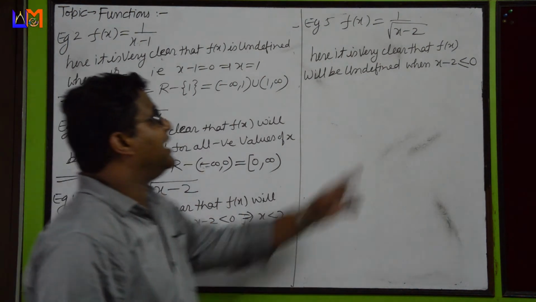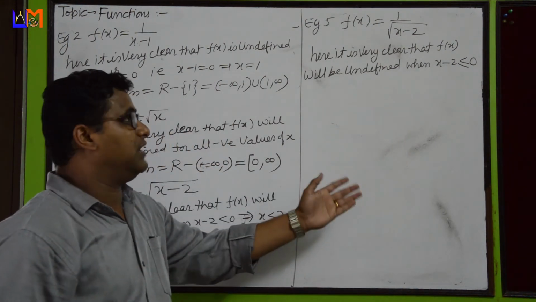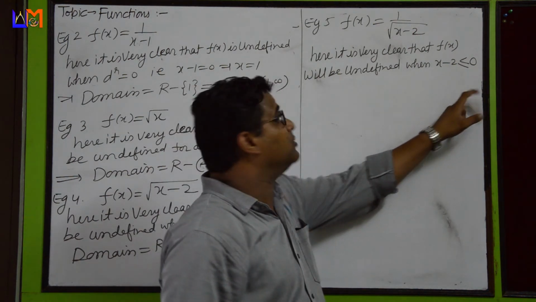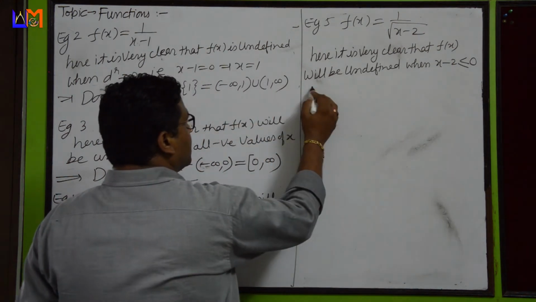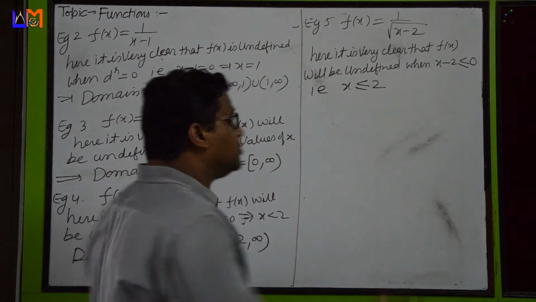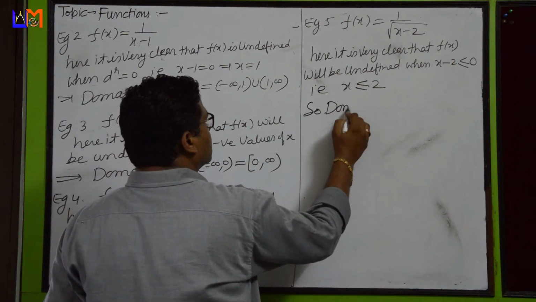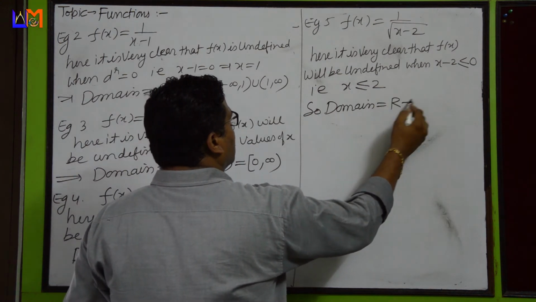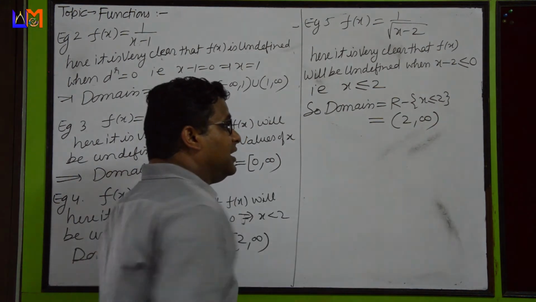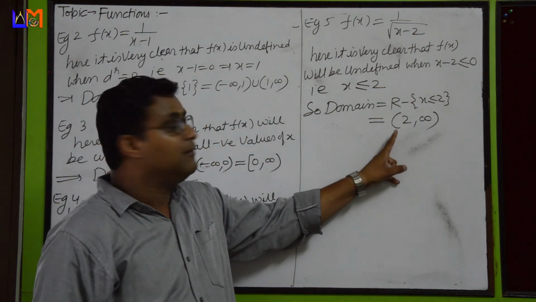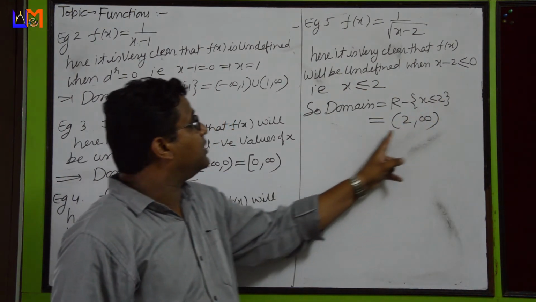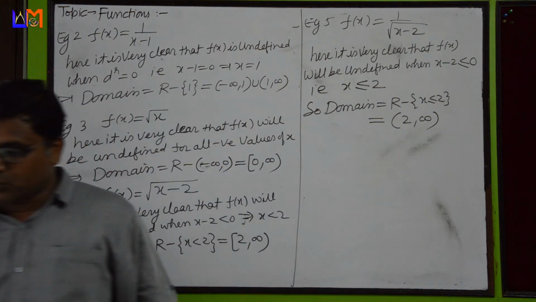Because in denominator if we get 0, then anything upon 0 will be what? Infinite. So whenever x minus 2 is less than equal to 0, the function will be undefined. That is x less than equal to 2. Function is undefined when x is less than equal to 2. So domain is all real number minus x less than equal to 2, that is 2 to infinity. Here I have not included 2 in my domain because 2 was included in those values where fx is not defined. So here the domain is 2 to infinite.